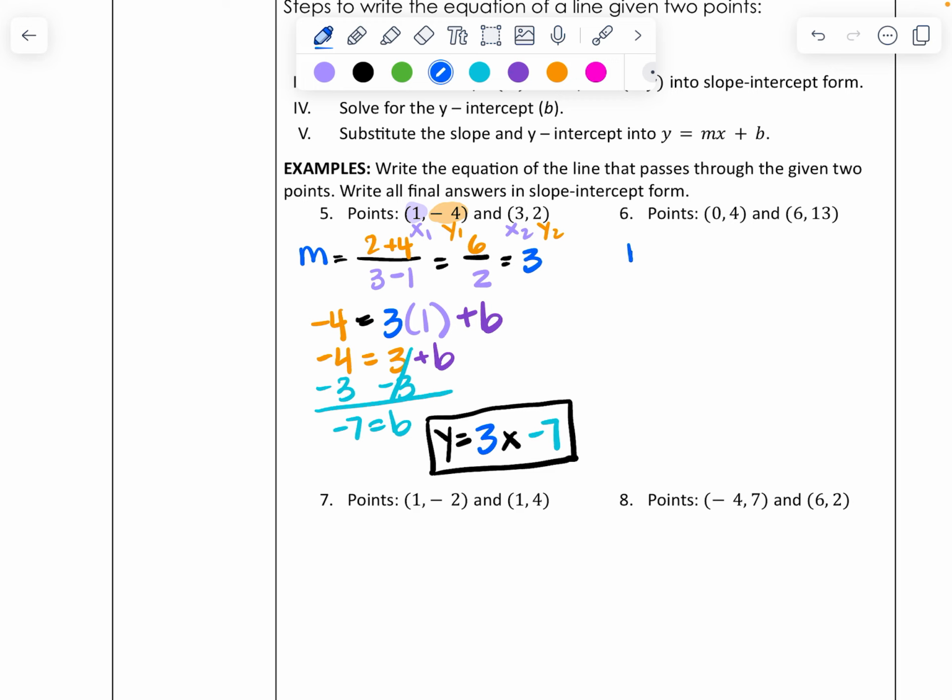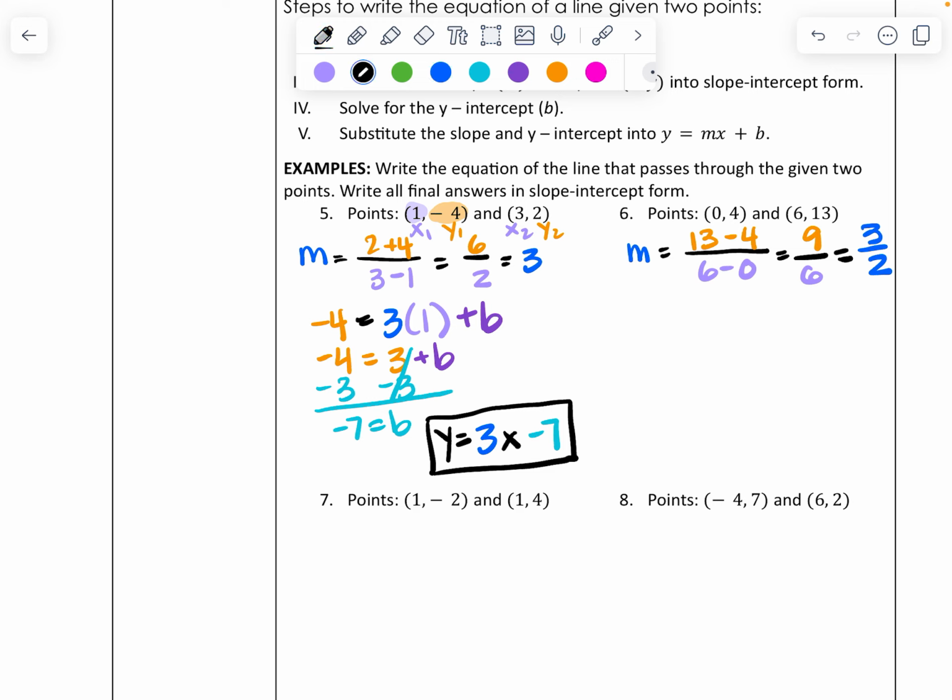Number 6, m equals 13 minus 4 over 6 minus 0. 9 over 6, which simplifies to 3 over 2. So again, if you're not sure how to simplify a fraction, use your calculator.